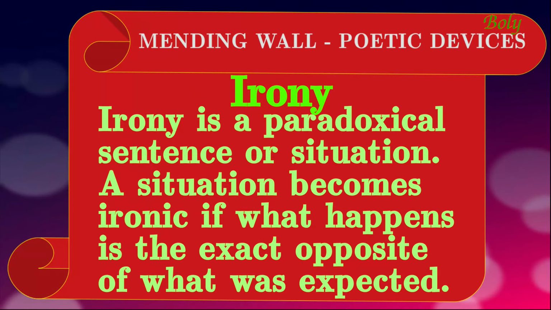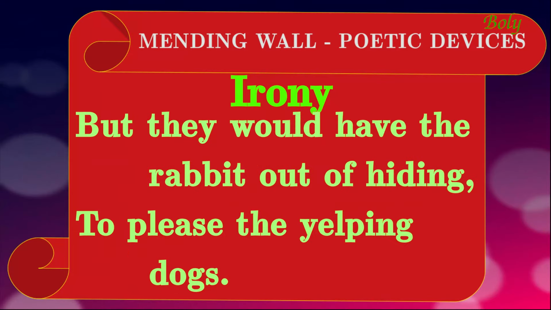The next important poetic device is irony. Irony is a paradoxical sentence or situation. A situation becomes ironic if what happens is the exact opposite of what was expected. For example, "But they would have the rabbit out of hiding to please the yelping dogs." We expect the dog helps man in hunting, but here the hunter catches the rabbit to please his dog. So the situation is ironic.